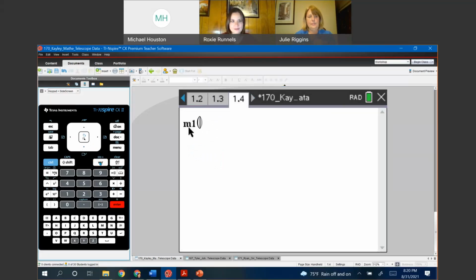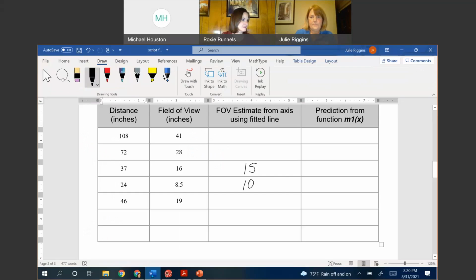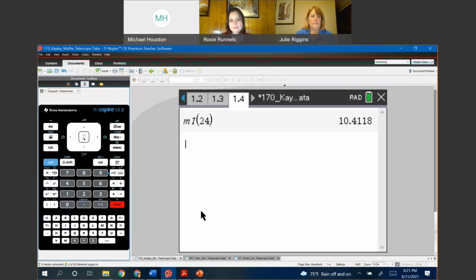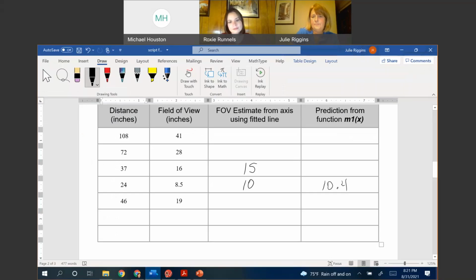And it's waiting for an input. So the first input that I'm going to use is that 24. And we'll see what it gives us. All right, so it gives us 10.4. So on their spreadsheet, they're going to put 10.4. And they're going to do that for all 5 of their data points. Okay, so they're going to do variable M1 and 37, I think was that other one. So that was 15.2. Okay, so there's 2, they're going to do that for all 5.